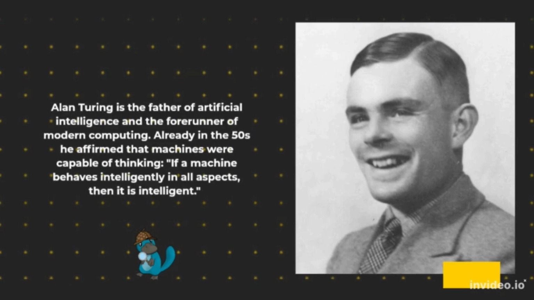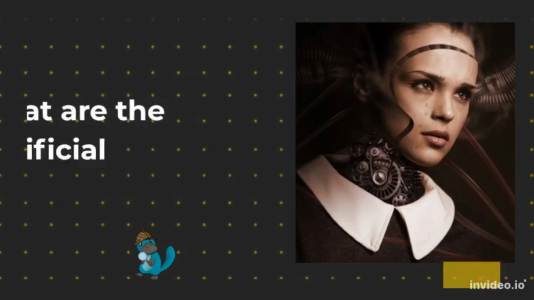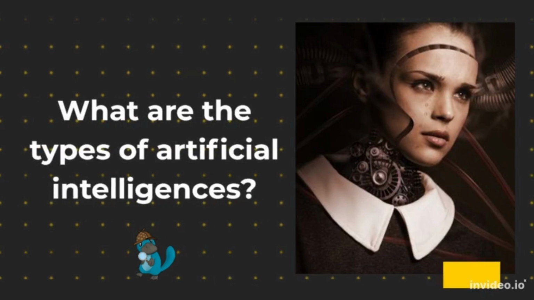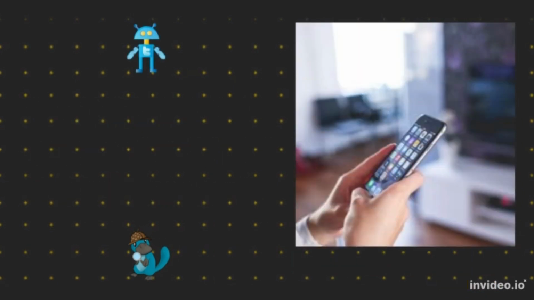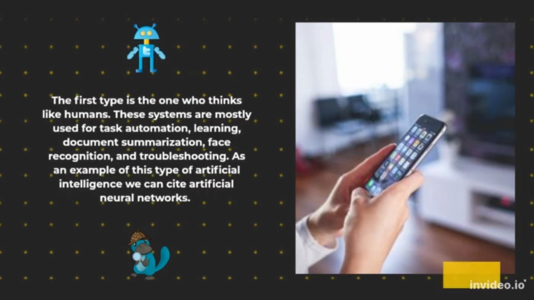What are the types of artificial intelligences? The first type is the one who thinks like humans. These systems are mostly used for task automation, learning, document summarization, face recognition, and troubleshooting.